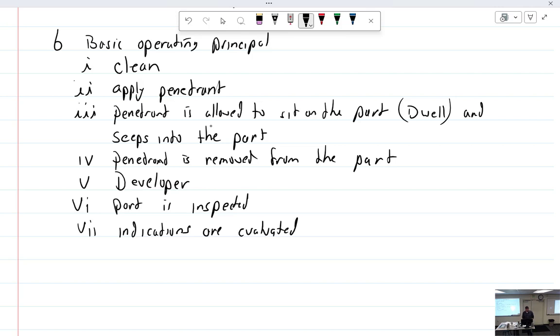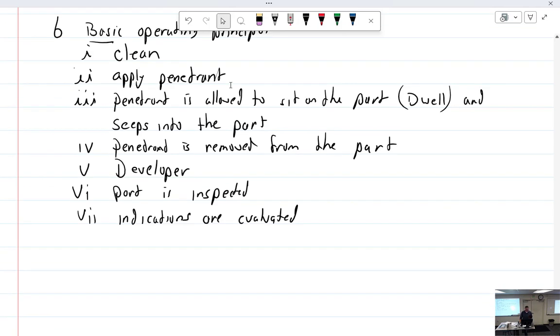So at any point during this process, you can say, that is cracked. Sure, you see it. But you can't say, that is good, until the whole thing is done and dealt with. Exactly. So you have to use developer to call it good. Shouldn't there be a dwell time on the developer as well? Yes. But this is the basic, very basic version.